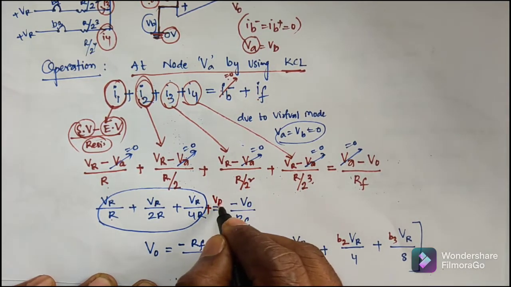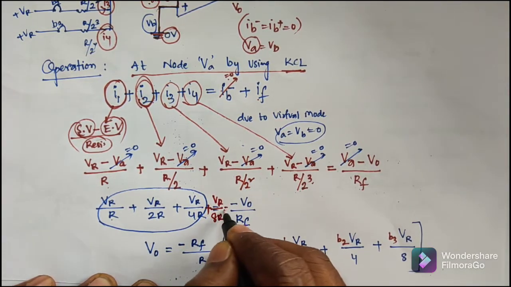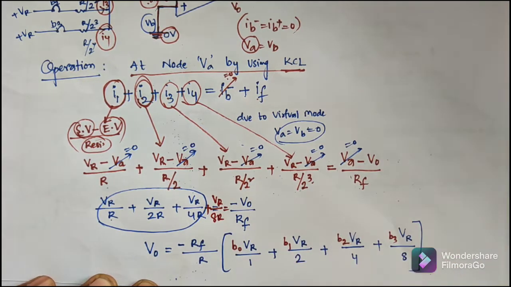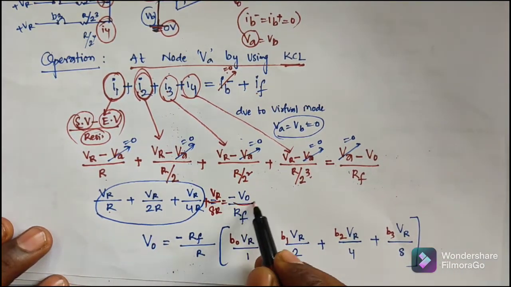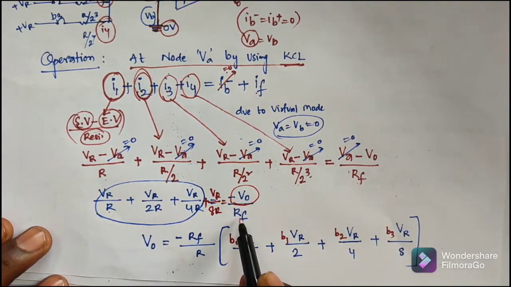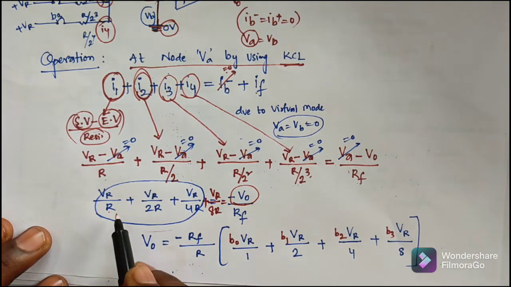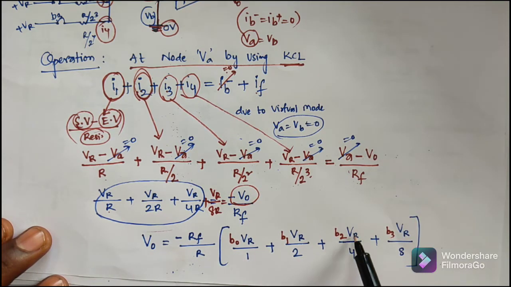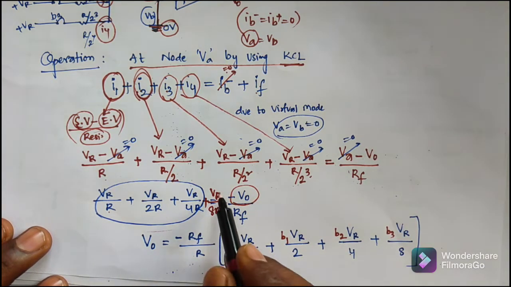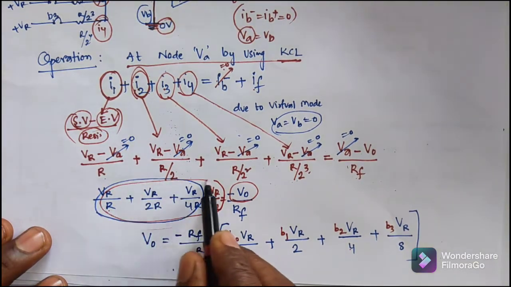Plus VR by 8R is equal to minus V0 by RF. From this function you can extract V0 is equal to RF multiplied with the entire function. So VR by R is common: VR by 1, VR by 2, VR by 4 and VR by 8, up to this.